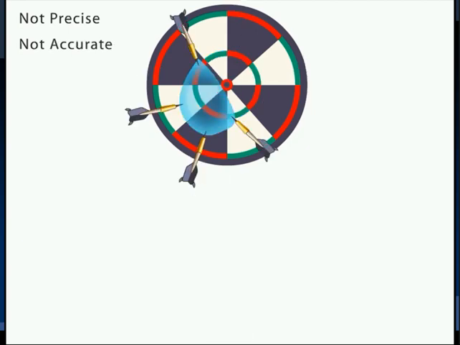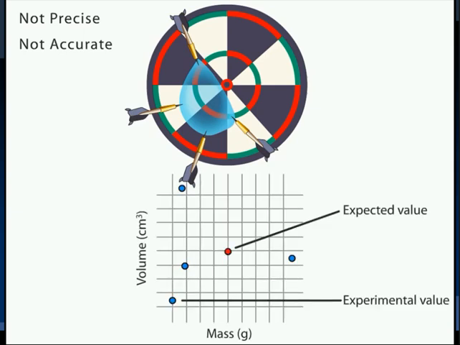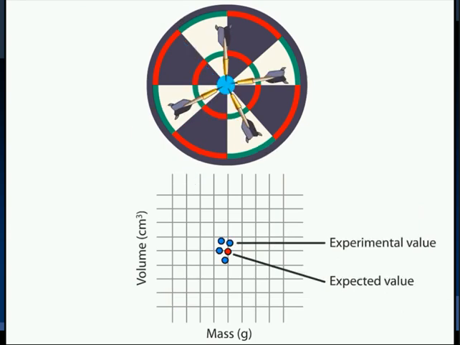Here we have a set of throws that are neither clustered together nor very close to the target. This set of throws is not precise and not accurate. These experimental results, likewise, are not precise and not accurate. When looking at experimental data, precision lets us know the experiment was done carefully in a controlled environment. Accuracy suggests the experiment has accounted for all factors that affect the system being studied.